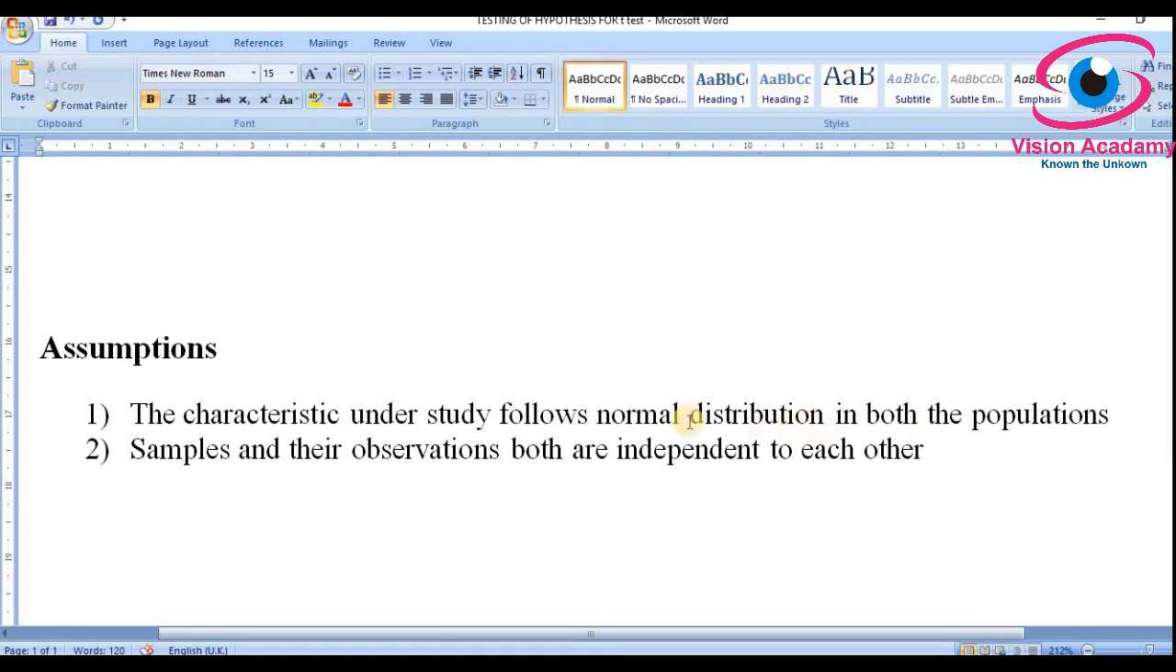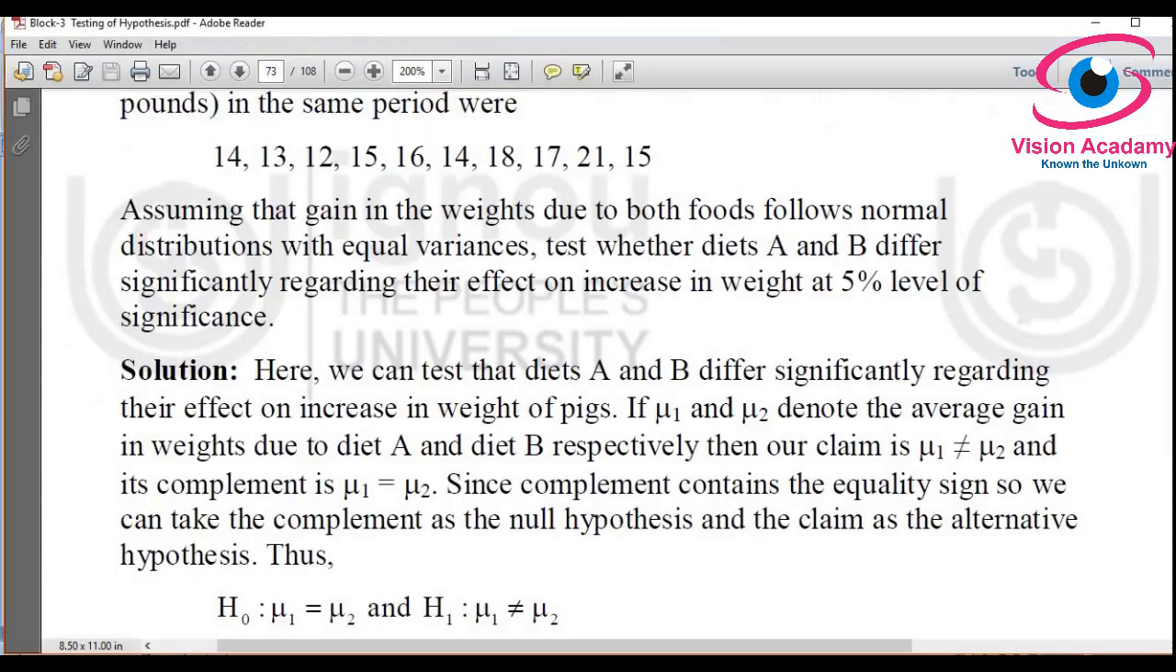All the parametric tests must be normally distributed in both the population and the sample. The two samples must be independent. There must not be any relationship between the two samples. So that's another assumption in this two sample t-test. Then let us consider a problem for this.